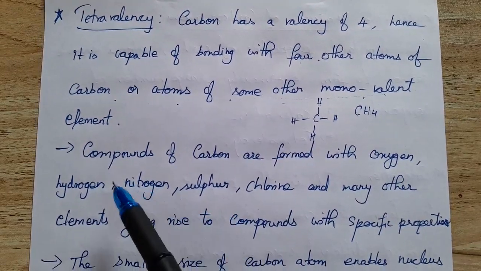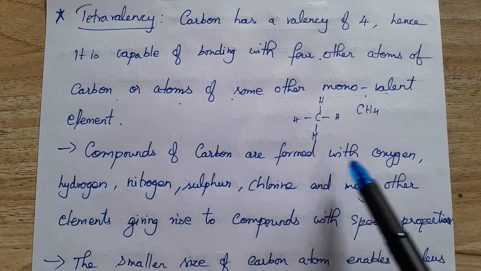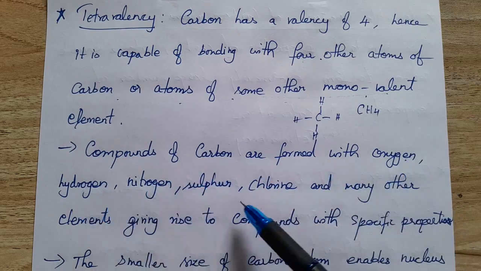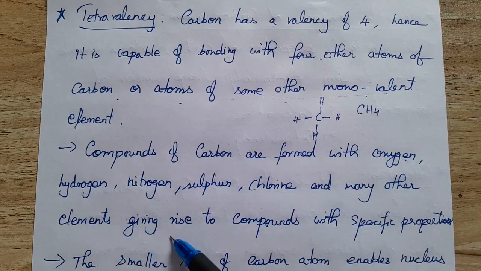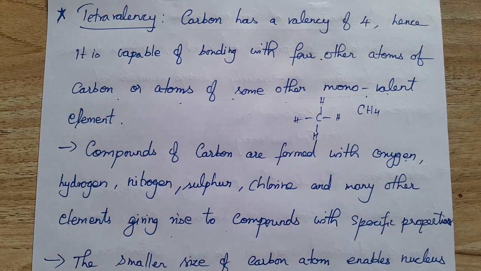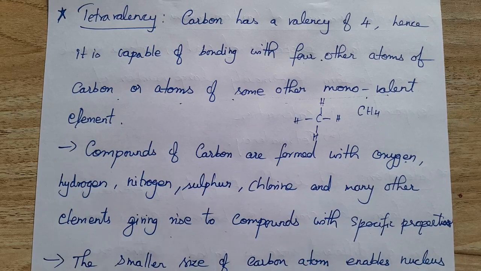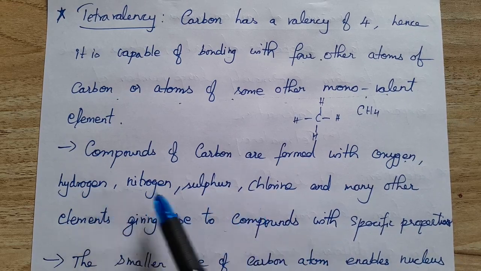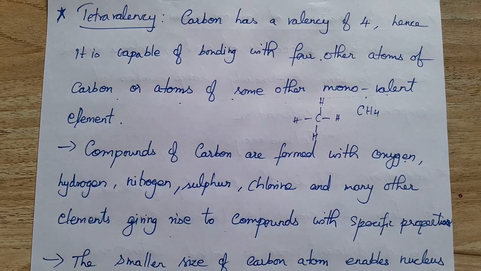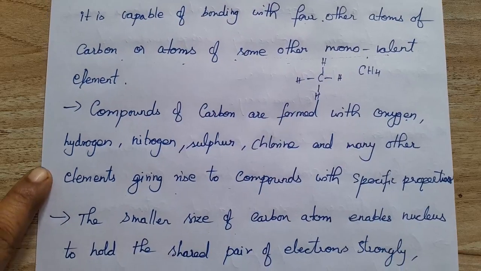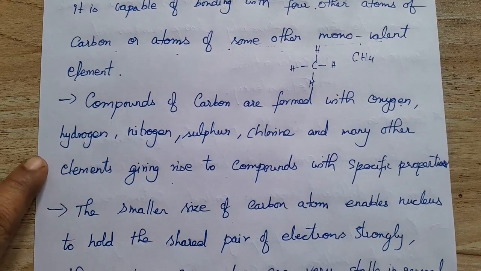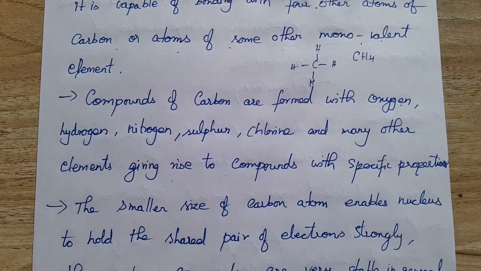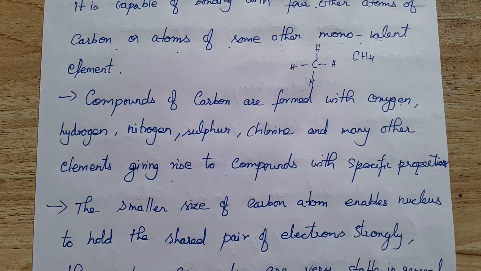Compounds of carbon formed with oxygen, hydrogen, nitrogen, sulfur, chlorine, and many other elements give rise to compounds with specific properties. When carbon combines with these atoms, it gives some specific property. What makes the carbon to carbon bond, or carbon to other elements, very strong? Since it is stable and very strong, that's why it exists in so many forms.